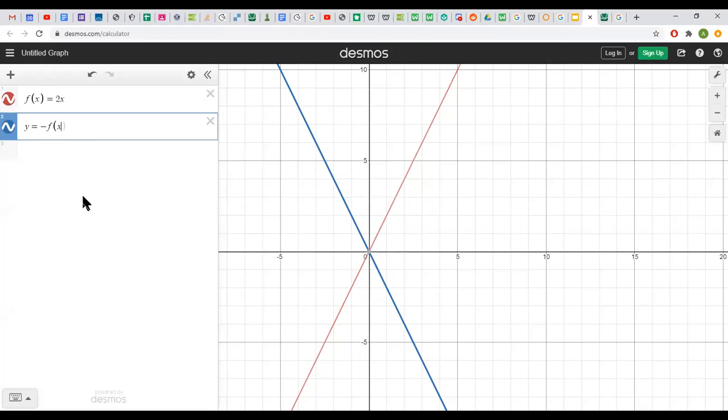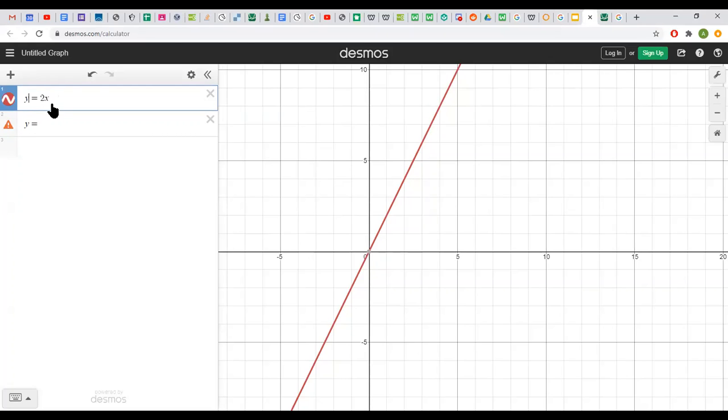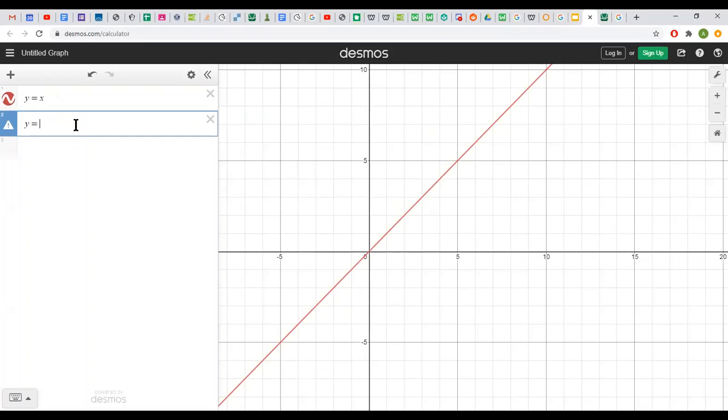Okay, let's look at another transformation. Let's say we have y equals x, and now let's say we have y equals x minus 4. Our red line is y equals x, and our blue line is y equals x minus 4. This is actually pretty interesting. Even though we have x minus 4, you would think that the blue line would be to the left of the red line. But actually the blue line is 4 units to the right of the red line. So why is this the case?